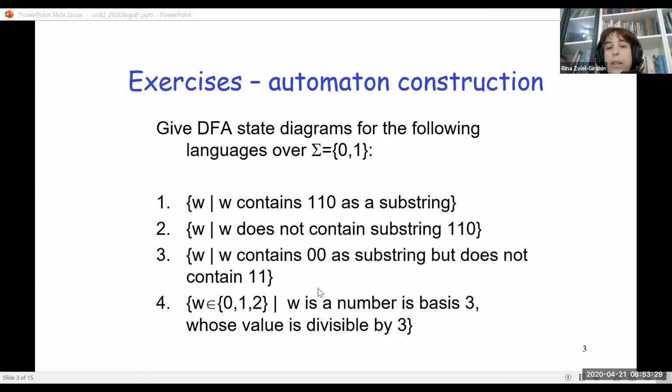The W contains substring 110. I would like you to take a time, 1-2 minutes. I would like you to draw the automaton, and then I will draw the solution together with you. If someone wants to help me, you are welcome. So basically, we will do it together.